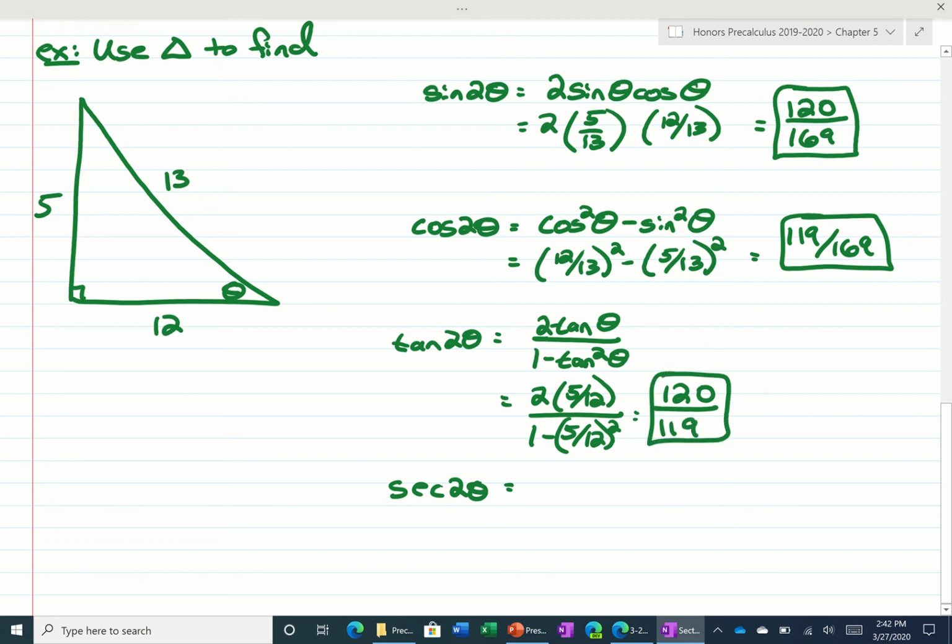What do you think the secant of 2 theta would be? Just raise your hand if you know. Somebody yelled out we would just take the reciprocal of cosine. So if we know the cosine of 2 theta, the secant would be the reciprocal, 169 over 119.